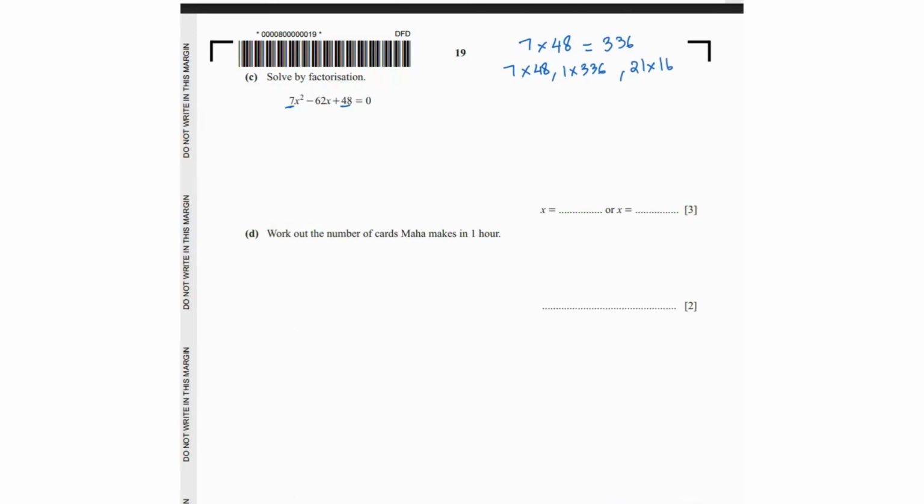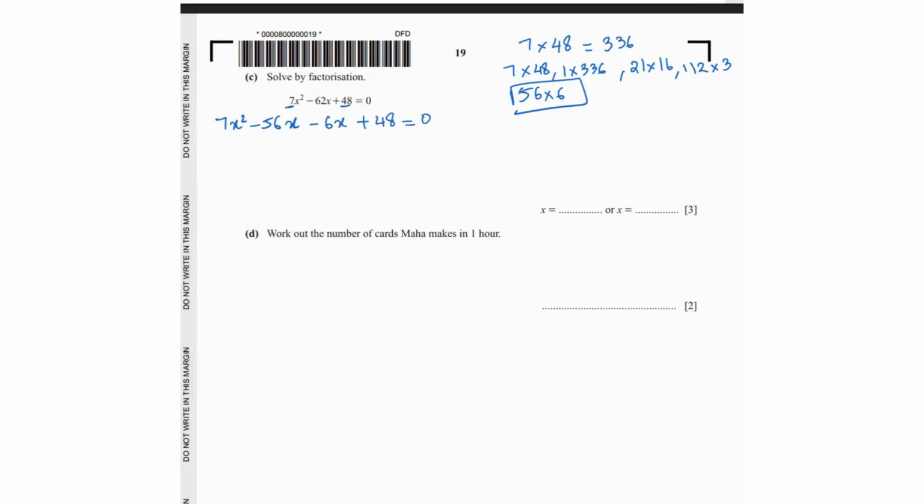We need big numbers. So if we divide it by 3, that's 112 times 3. That doesn't work. If we divide it by 6, it's 56 times 6. So 56 plus 6 also gives us 62. So this is the pair of factors that we're going to use. So we'll replace negative 62x with negative 56x minus 6x. Everything else comes as it is.